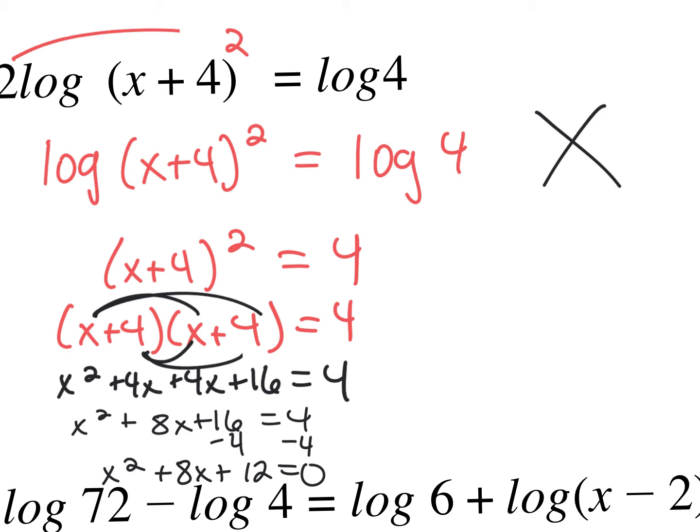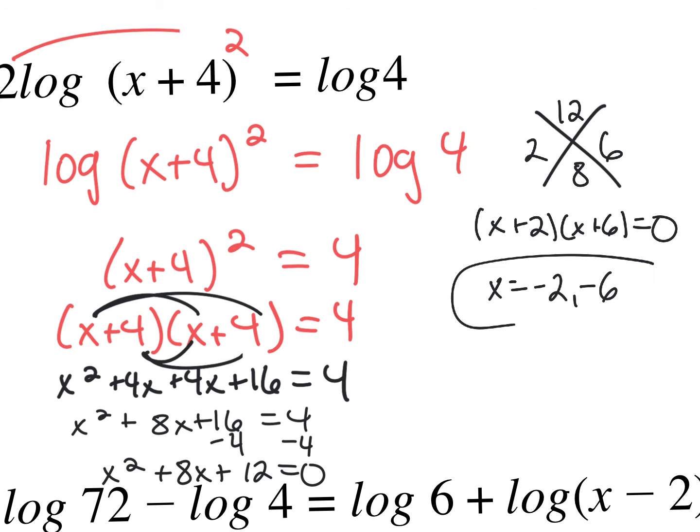Somebody help Brayden. Remind him. 12 goes at the top, and 8 goes on the bottom. So we need two things that multiply to 12 and add to 8. 2 and 6. Are they both positive? Yep. So my two factors are x plus 2 and x plus 6 equals 0. You set them both equal to 0, so it becomes x equals negative 2 and x equals negative 6. Perfection. That's how we do it.